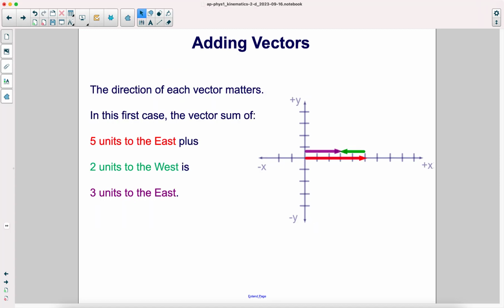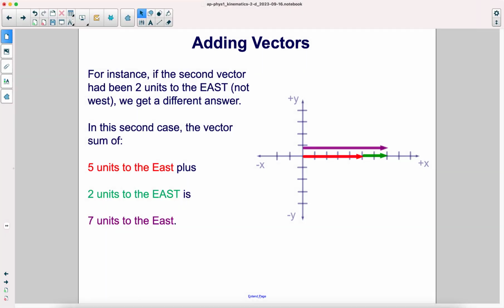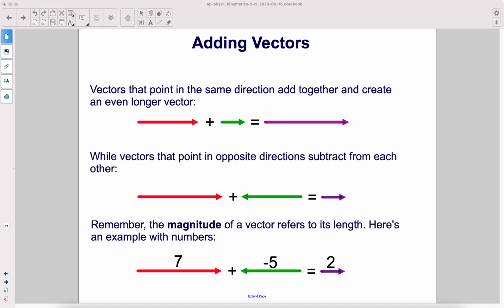The direction of each vector matters. In this first case, the vector sum of 5 units to the east plus 2 units to the west is 3 units to the east. For instance, if the second vector had been 2 units to the east and not to the west, we get a different answer. In this second case, the vector sum of 5 units to the east plus 2 units to the east is 7 units to the east.